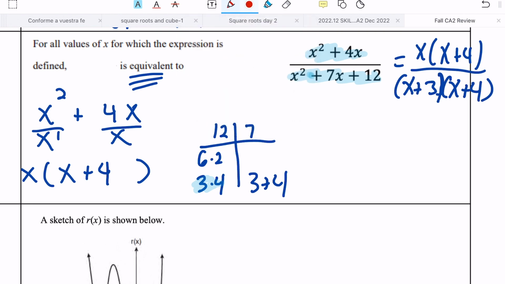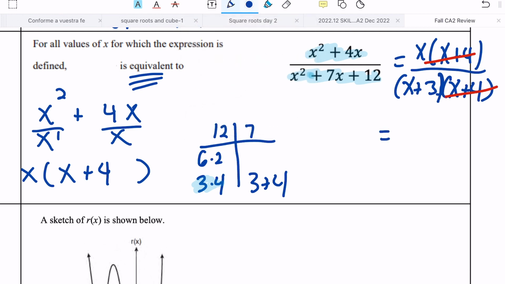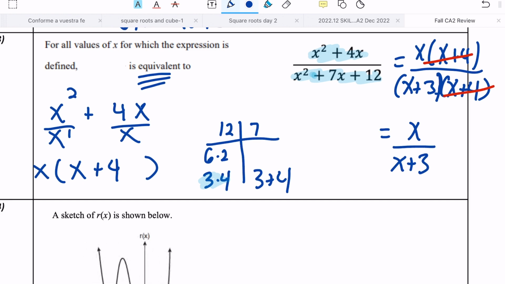What happens here, guys? How can we simplify this? We're not going to add a negative sign. We're going to cancel. Okay? And then the answer is going to be, whenever you have something on the top and the bottom, the same factors, we can cancel it out. So that's our answer there for number 3.